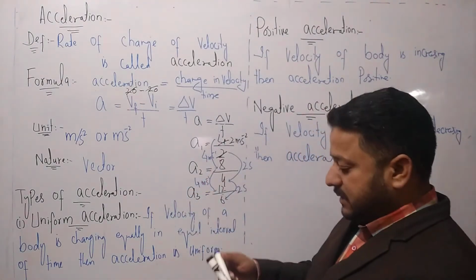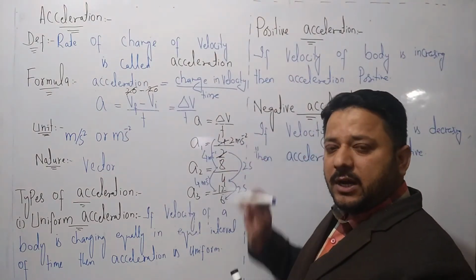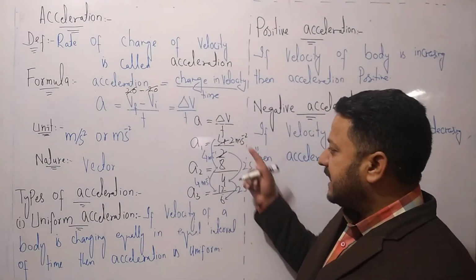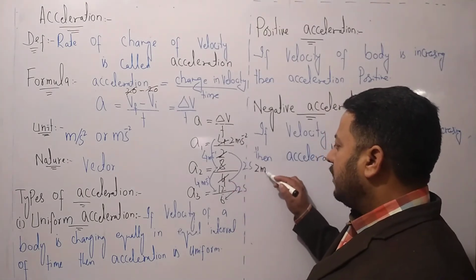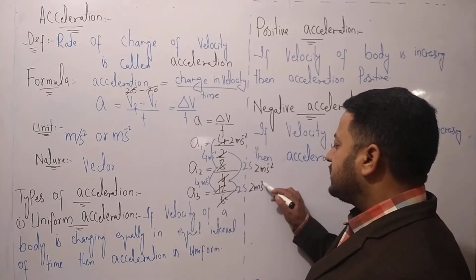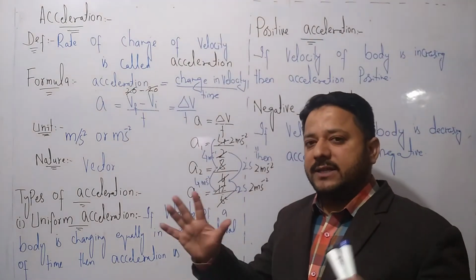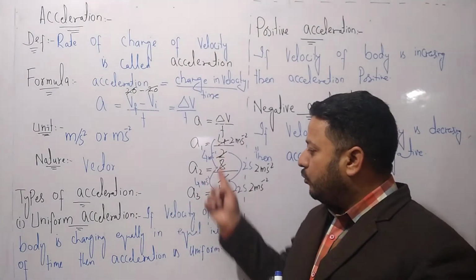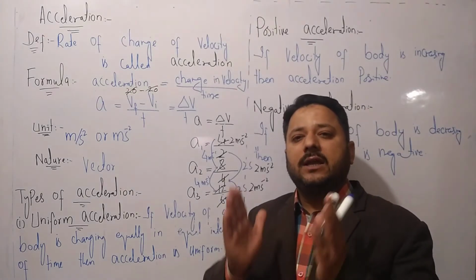And then students, by dividing the change in velocity by time, here we get 2 meter per second square. Then students, again 4 2s are 8, we will also get 2 meter per second square, and 6 2s are 12, 2 meter per second square. I think this concept is now clear.